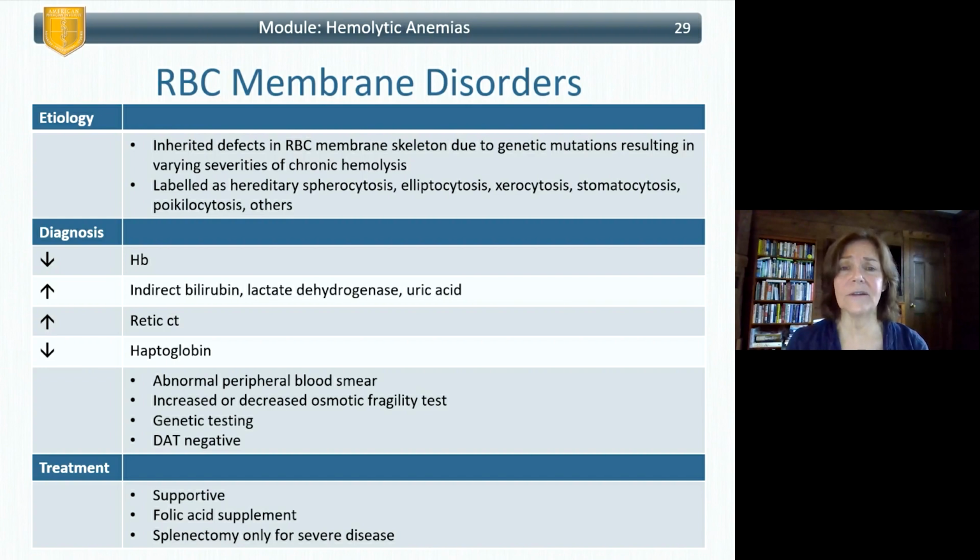Treatment for these conditions is typically supportive. Most are mild, but in extreme situations, if triggered by an infection, they may need a transfusion. Folic acid supplement may be used, especially if they have limited diets or they're hemolyzing rapidly. And splenectomy is only used for severe diseases. And please consult the surgeon and hematologist before suggesting splenectomy.